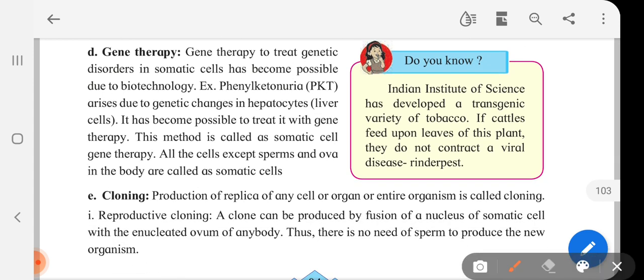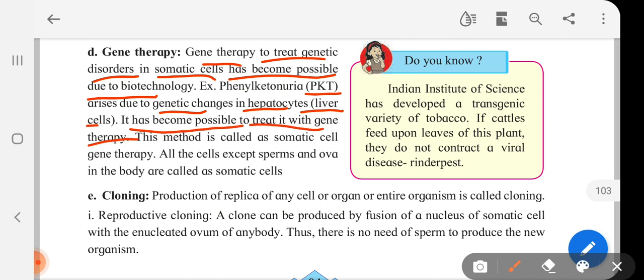Gene therapy. Gene therapy to treat genetic disorders in somatic cells has become possible due to biotechnology. Example, phenylketonuria or PKU arises due to genetic changes in hepatocytes, that is, liver cells. It has become possible to treat it with gene therapy. This method is called somatic cell gene therapy.